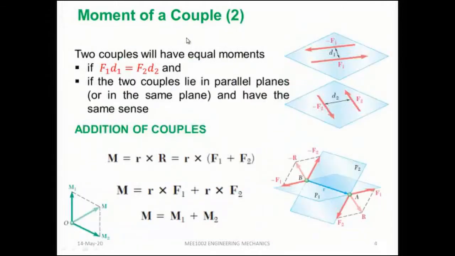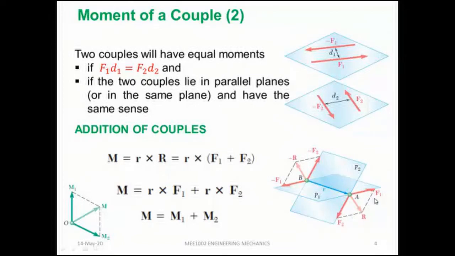Now, moment of a couple: two couples will have equal moments when both these conditions are satisfied. That is, this force and the perpendicular distance should be equal to this force and the perpendicular distance, and also the planes are parallel to each other. So if the two couples lie in parallel planes or in the same plane and have the same sense, couples can also be added.